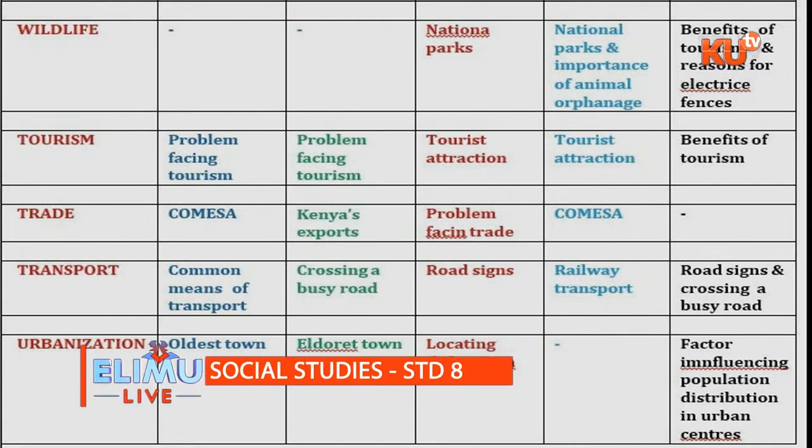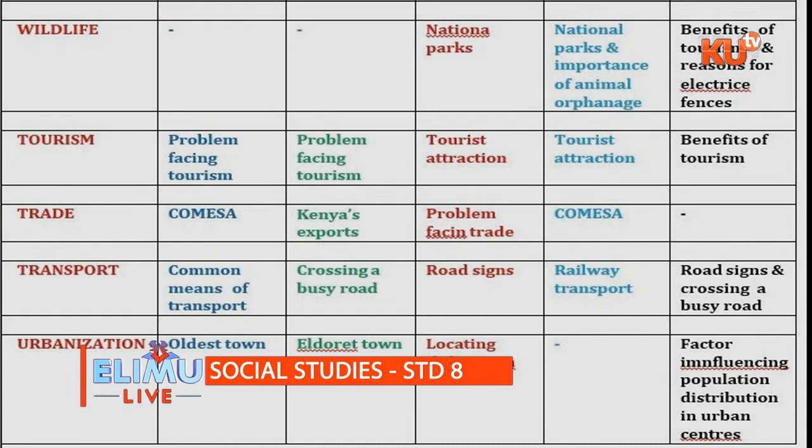Then on the transport, look at 2019, crossing a busy road. Where are students supposed to cross a busy road? Look at road signs, which is also there. Then railway. You can see transport. In transport, road signs came in 2020 and 2022, meaning that it is also an area that is most commonly examined. If you come to urbanization, I gave a TY quiz on the oldest town.